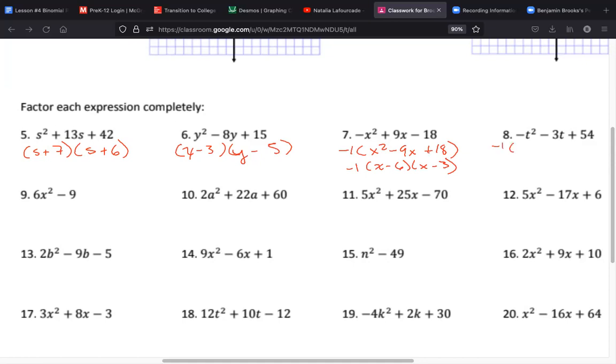Same thing for this one. You have t squared plus 3t minus 54. You need two numbers that multiply to give you negative 54, but add to give you positive 3. Those two numbers are going to be x minus 6 and x plus 9. Y'all should be checking your work. I assume you've already done these parts because y'all know how to do these. These should not be hard.